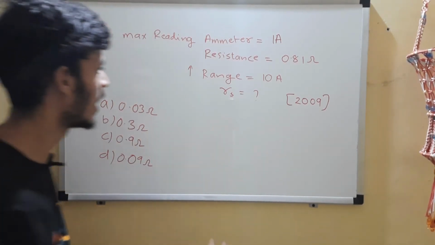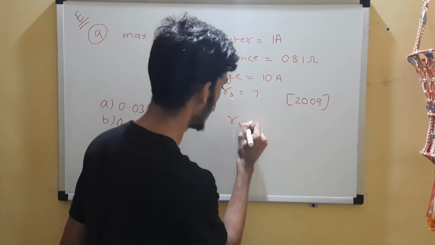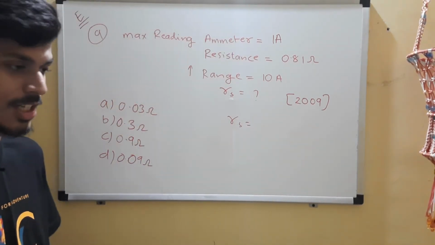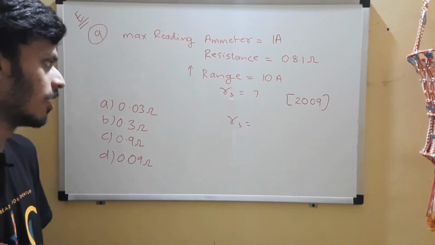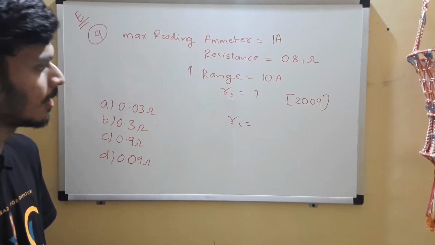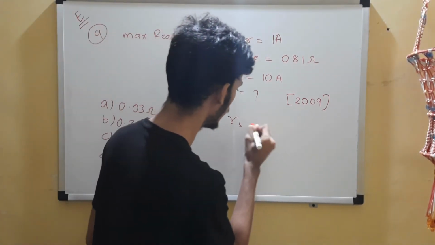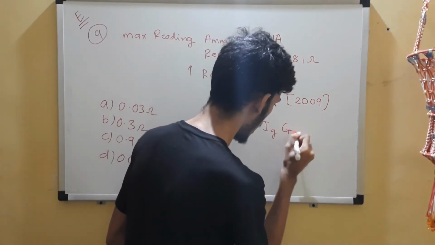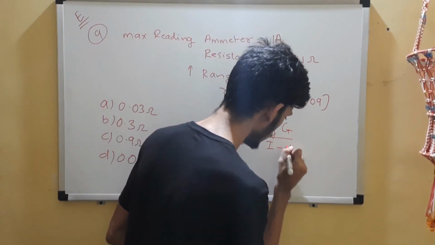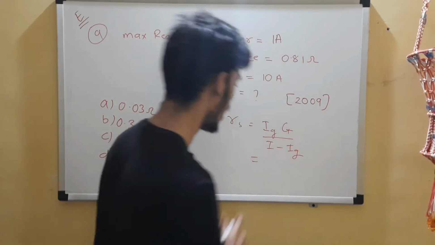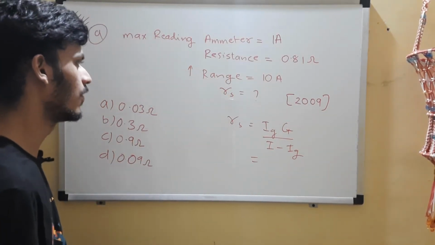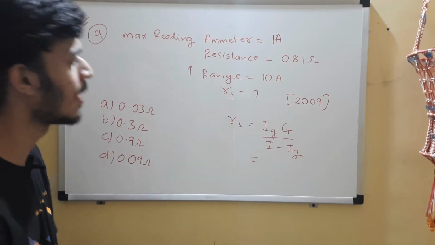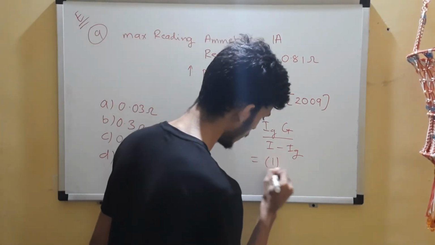So let's find the shunt resistance. How do we do that? There is a formula for it, conversion of galvanometer to ammeter. The formula for shunt resistance is IgG upon I minus Ig. Ig is the maximum deflection current. So the maximum reading of this ammeter is 1 ampere.